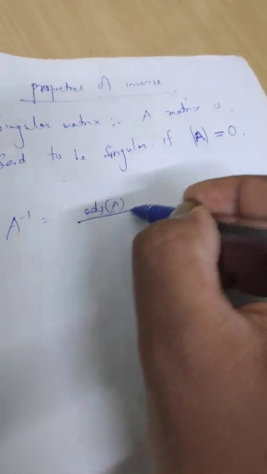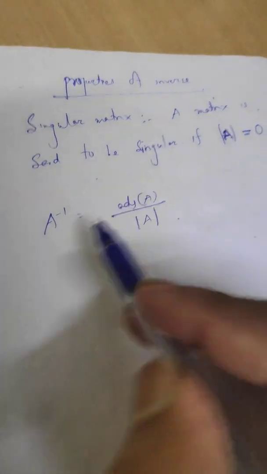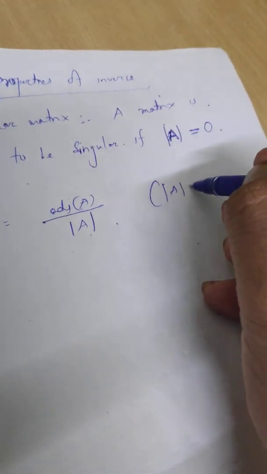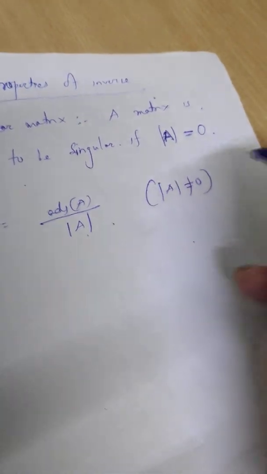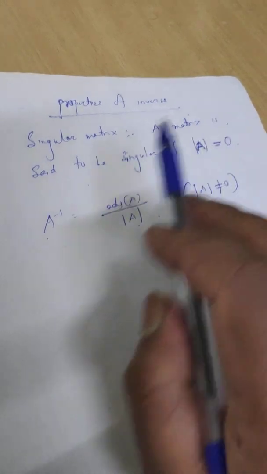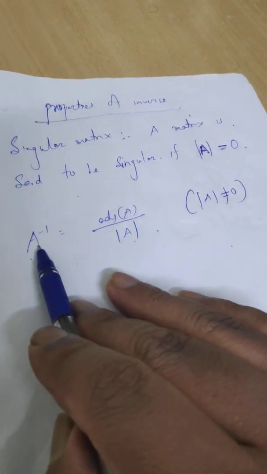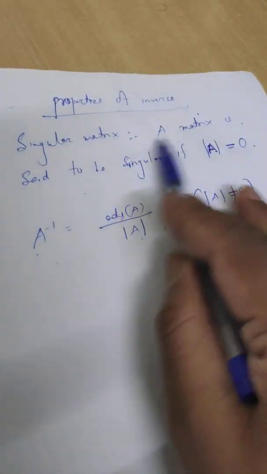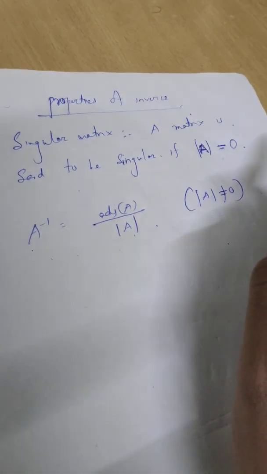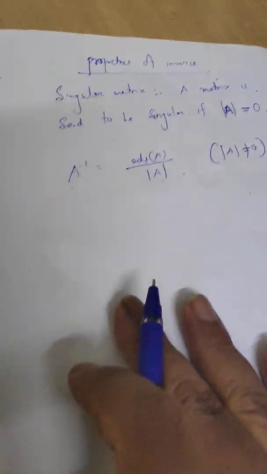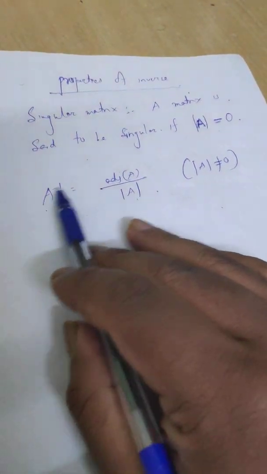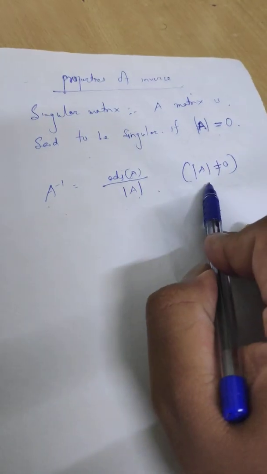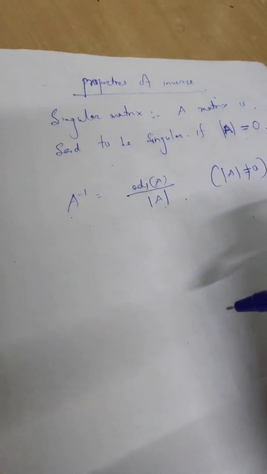Now we know the formula for A inverse is adjoint A by determinant A. So A inverse exists if determinant A is not equal to 0. That means we will get A inverse if a matrix is non-singular. So this is one property: A inverse exists if the matrix is non-singular.